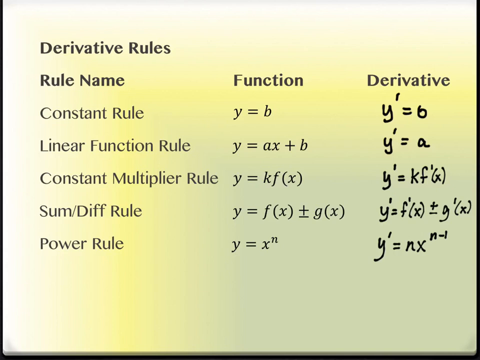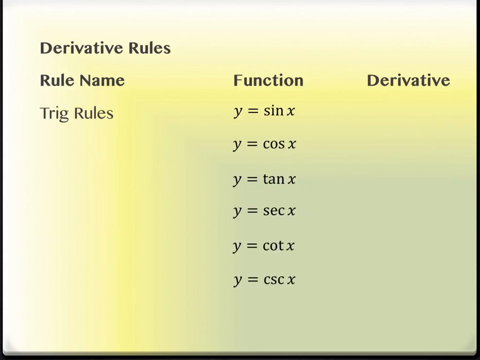Been working with those for maybe 4 to 6 weeks at this point, at least. Okay, then we have our trig rules. So what's the derivative of sine? Cosine. What is the derivative of cosine? Negative sine. Okay, how about tangent? Secant squared.